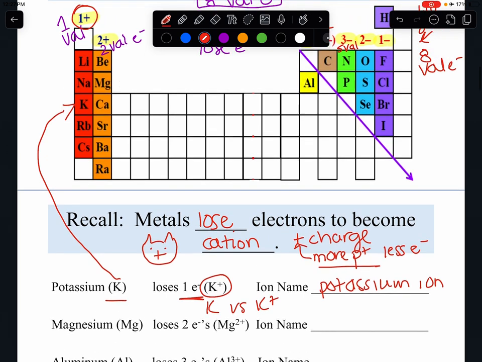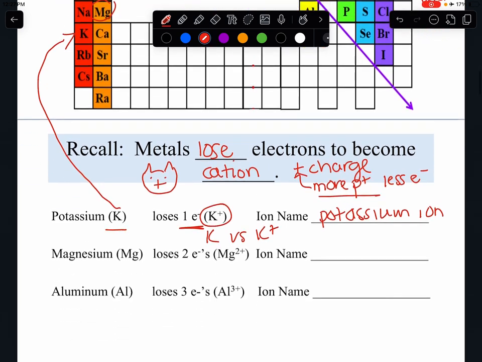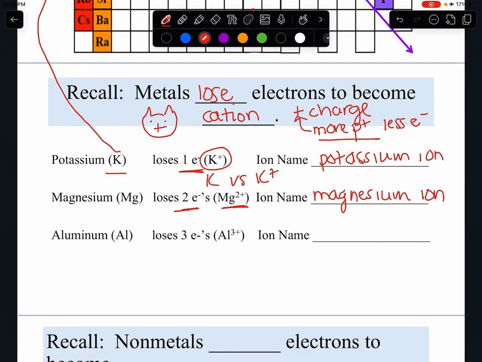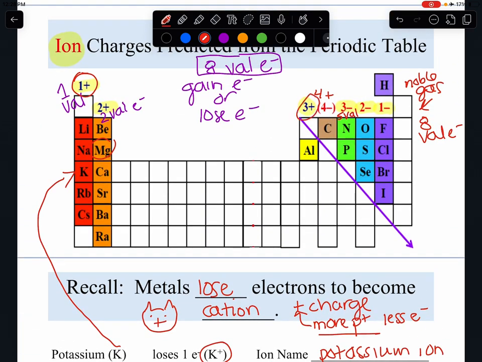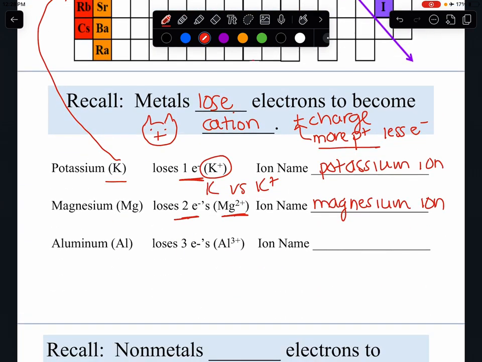Magnesium is in group 2, and group 2 things always have a plus 2 charge, meaning they have 2 electrons being taken away from them. We just call that the magnesium ion. So metals do not really change their name. We're going to see nonmetals do, but metals do not. All right, the last one here is aluminum. We know aluminum is in group 13. It usually has a plus 3 charge, and we're just going to call that the aluminum ion.